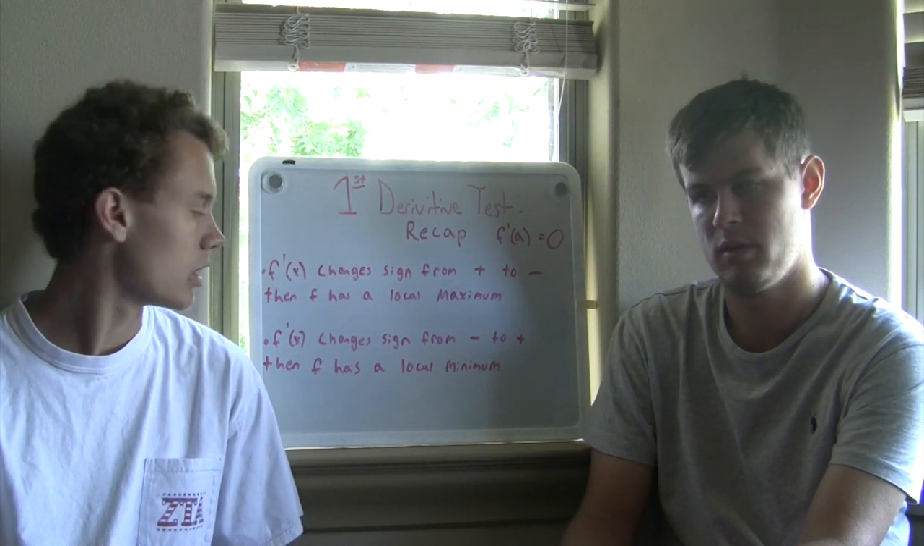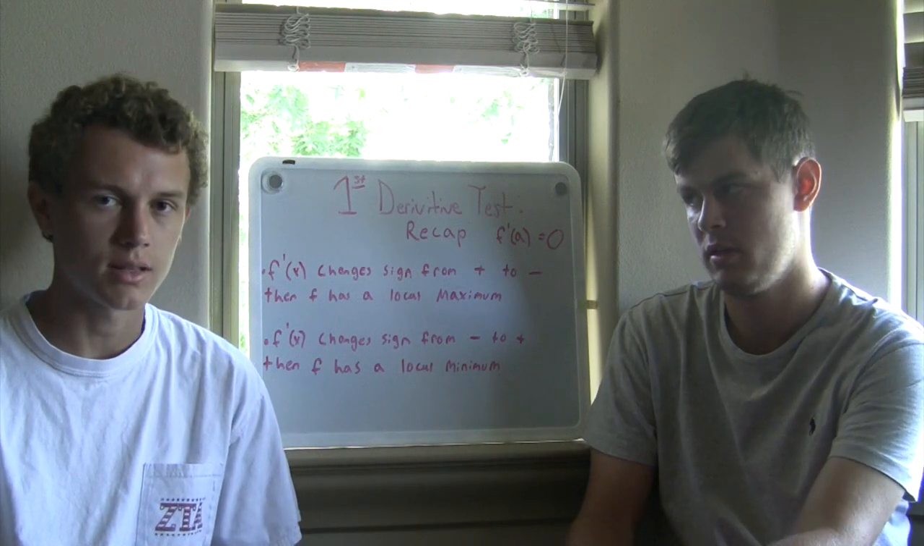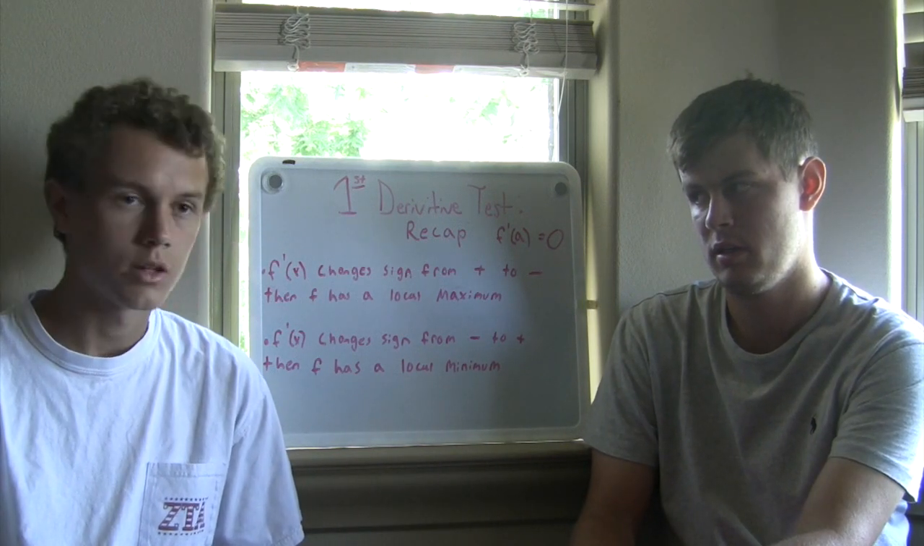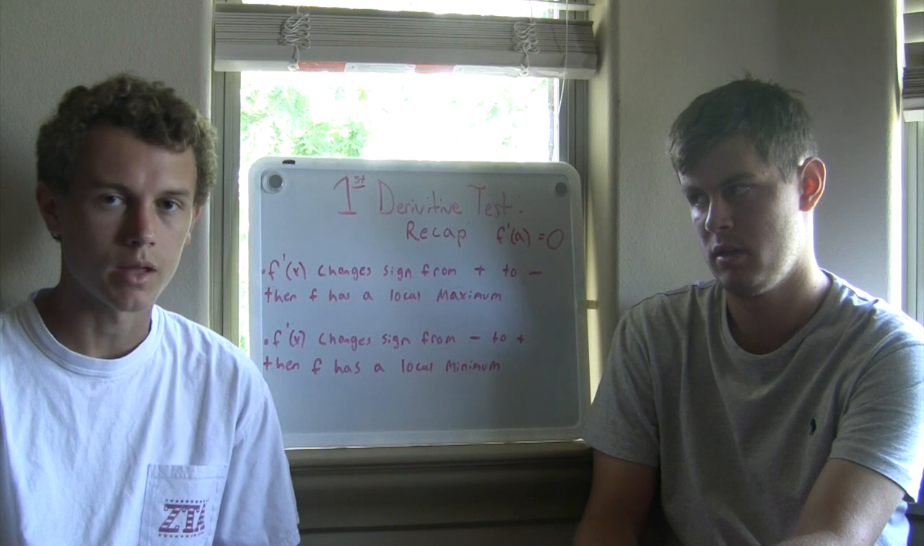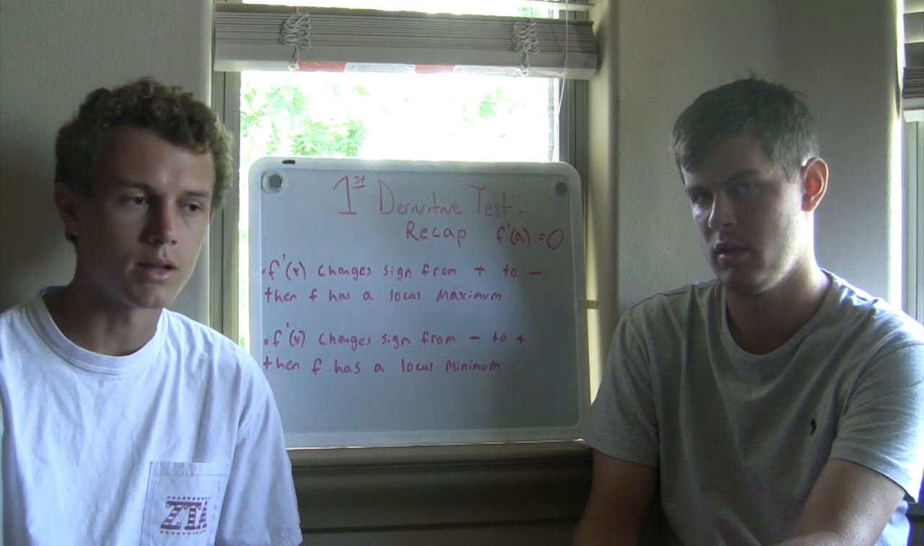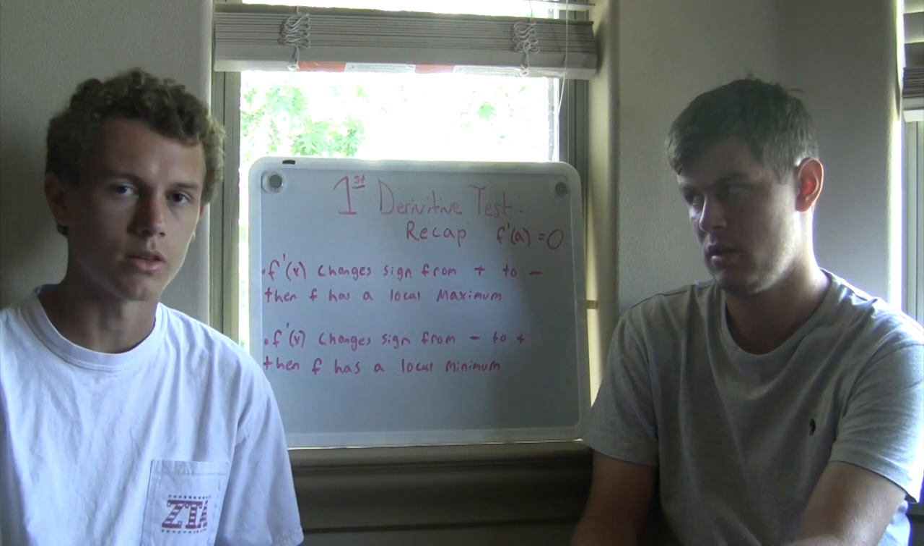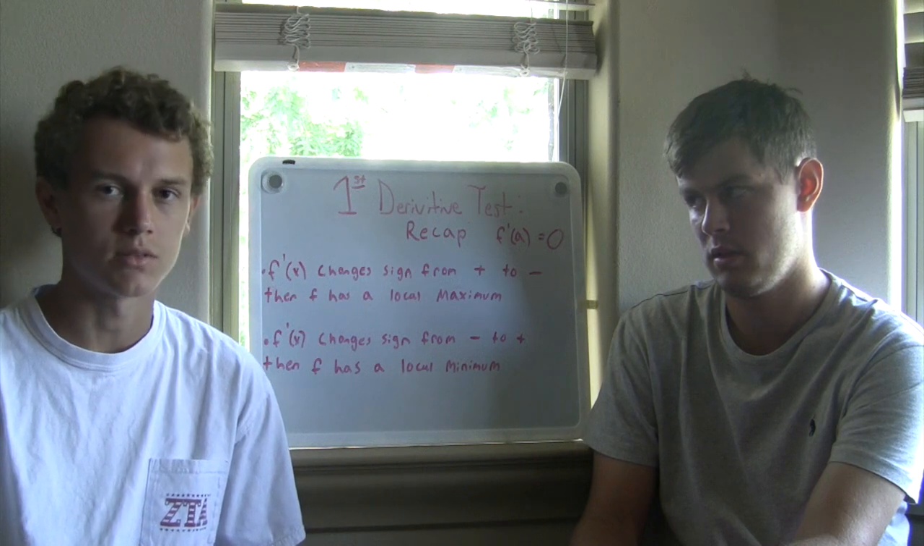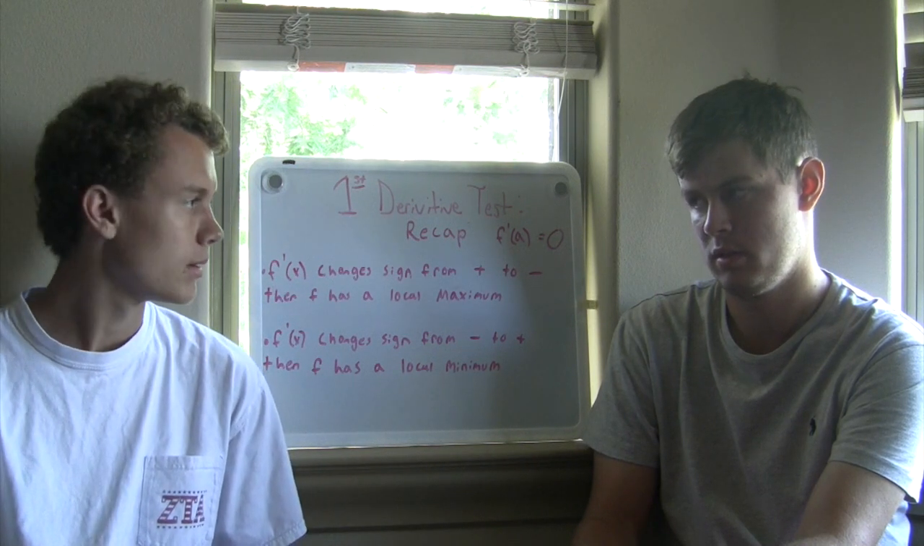There are some cases where f prime of x may not change signs at a critical point, and there's no minimum or maximum value at that point. That's why using the number line is a good tool to help determine whether the slope changes from positive to negative or negative to positive.